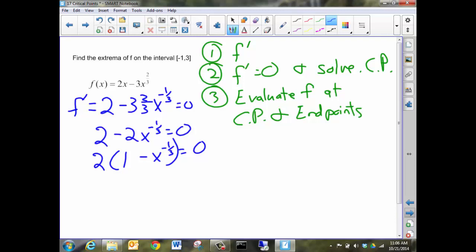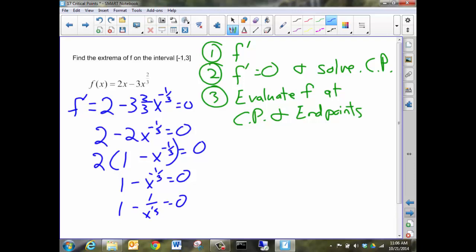How are we going to solve that? How do we solve 1 minus x to the negative 1/3? Divide by 2. So we'll divide by 2, and we'll just get 1 minus x to the negative 1/3 equals 0. What are you going to do with that negative power there? Put it on the bottom. So we'll make it 1 minus 1 over x to the 1/3 equals 0.